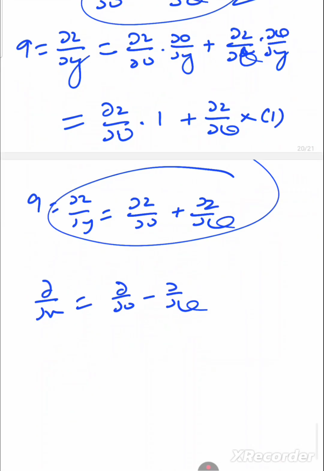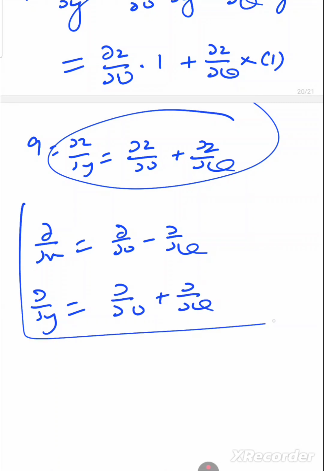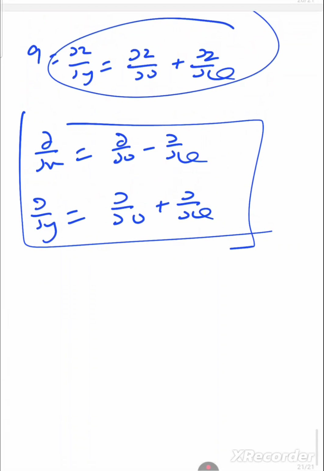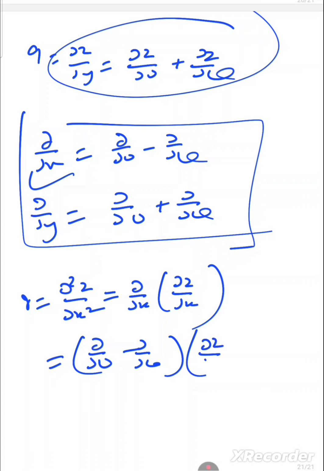We can write it as ∂/∂x = ∂/∂u − ∂/∂v, and similarly ∂/∂y = ∂/∂u + ∂/∂v. Now, what we need to find is ∂²z/∂x², which is r, small r. This will be ∂/∂x of ∂z/∂x. You can see ∂/∂x is ∂/∂u − ∂/∂v, and ∂z/∂x is ∂z/∂u − ∂z/∂v.